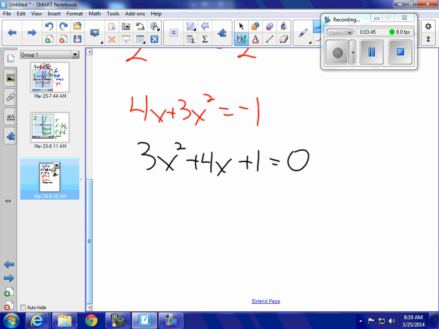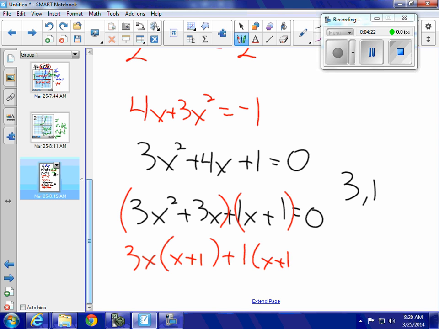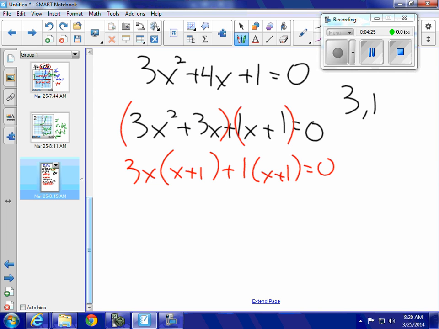So let's figure out, I know that I'm going to have the factors 3 and 1, and when I add those together, it's going to give me 4. So I have 3x squared plus 3x plus 1x plus 1. I'm using the surefire method here. And then I'm going to group these. So I have 3x times x plus 1 plus 1 times x plus 1 equals 0. So I have 3x plus 1 times x plus 1 equals 0.